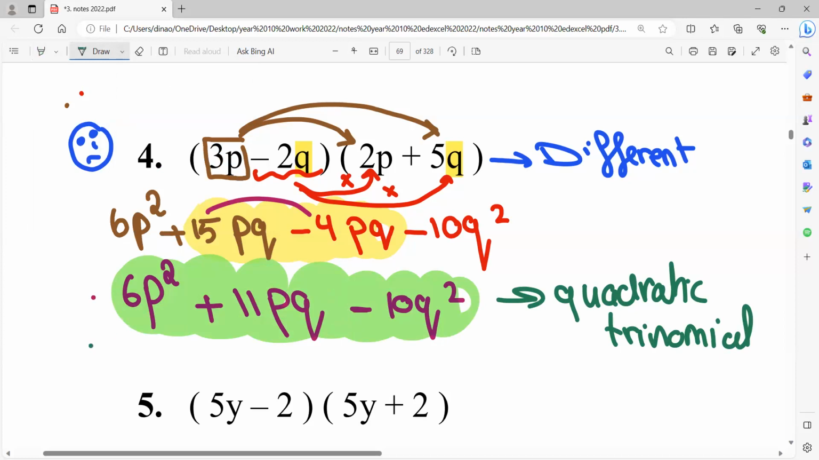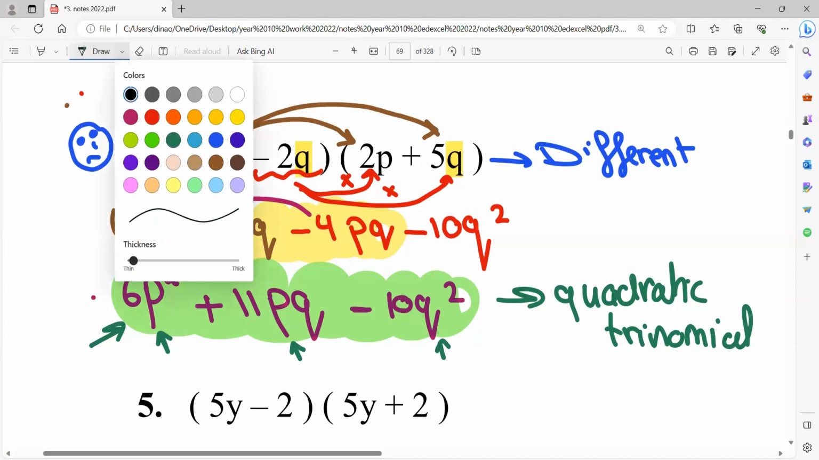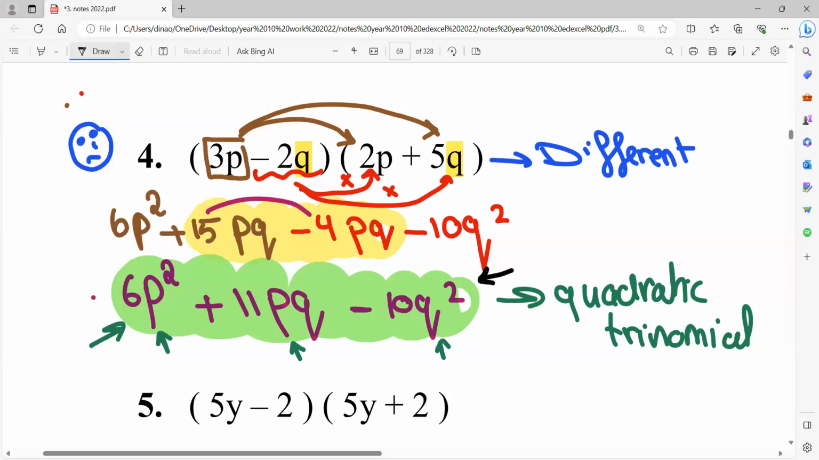Now, if you look at the letter P from the left, you will find that the powers descendingly are P power 2, P power 1, and then P power 0, as I don't have the P in the last term. Or if you check from the right, you'll find that it starts with Q squared, and then Q power 1, and then no Q.